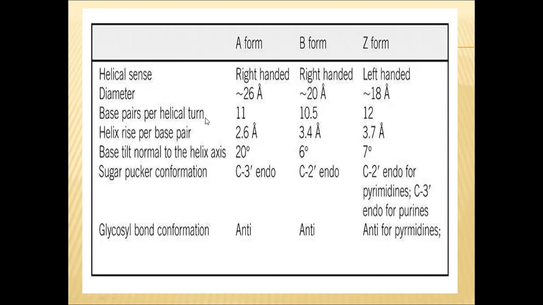Base pairs per helical turn: 10 base pairs will be there in bDNA, in aDNA 11 base pairs will be there, and in zDNA 12 base pairs will be there. And helix rise per base pair, that is, the gap between two successive base pairs, is 3.4 angstroms in bDNA, 2.6 angstroms in aDNA, and in zDNA it is 3.7. Base tilt normal to the helix axis is 6 degrees in bDNA, 20 degrees in aDNA, and 7 degrees in zDNA.